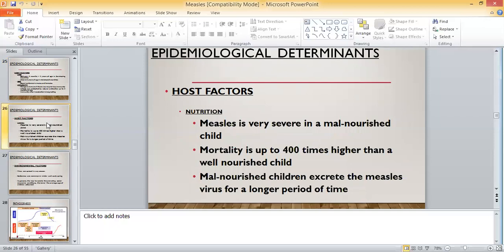Among host factors is nutrition. Measles is very severe in malnourished children. The risk is 400 times higher in malnourished children as compared to nourished children. A malnourished child excretes the measles virus for a longer period of time.